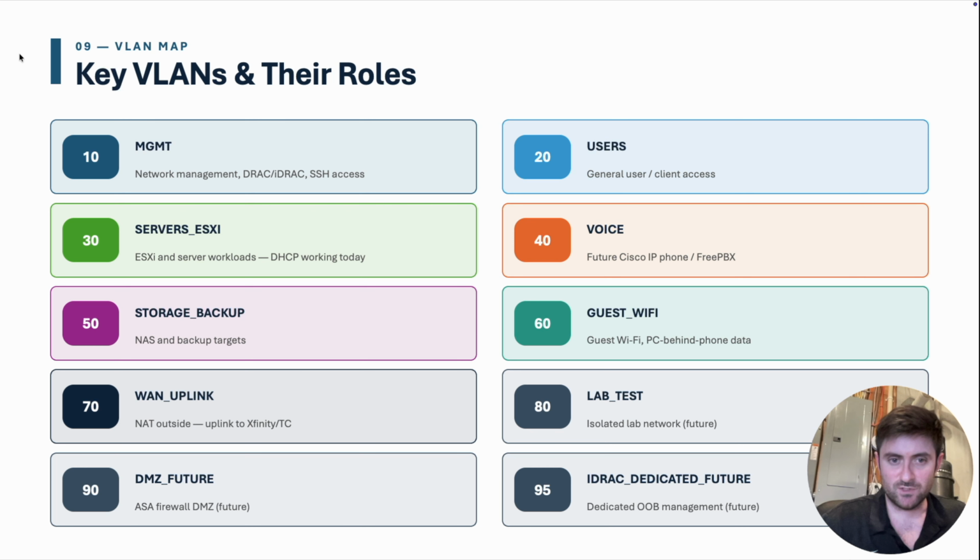So let's talk about the key VLANs and their roles. VLAN 30 is the current working VLAN with DHCP. Really, that's the one that I've tested with. But anyway, VLAN 70 is the WAN uplink. VLAN 10 handles management. The rest are staged for future services.